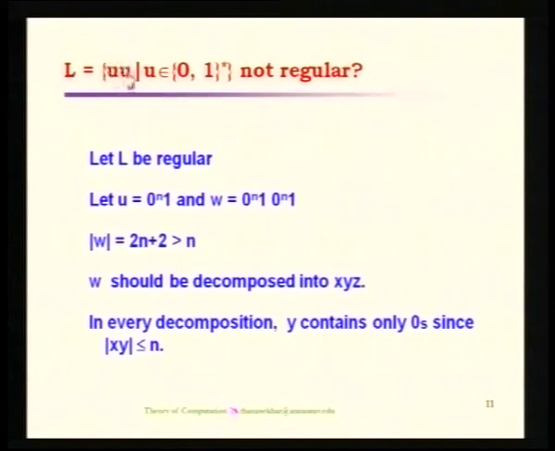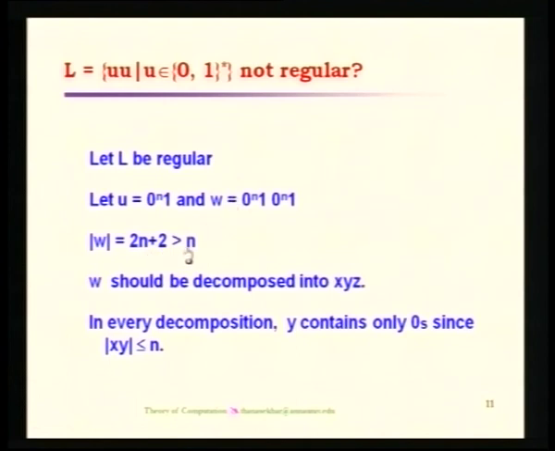Now the question is, can we recognize this kind of string with the help of regular expressions or finite automata? The same story has to be repeated here. We first assume the language is regular, and then take a string, where u is 0 power n followed by 1. Then w becomes 0 power n 1 0 power n 1.